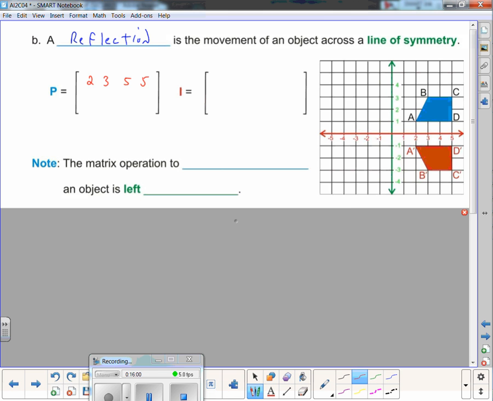Hopefully you're not just writing 2, 3, 5, 5, but you're looking at the pre-image, the blue one, and you say, yeah, the A is a 2 and the B is a 3 and the C is a 5 and the D is a 5 for x coordinates, right? And then the bottom row is going to be their y coordinates. Point A, y coordinate of 1. Point B, y coordinate of 3. C, 3. D, 1. So 1, 3, 3, 1.